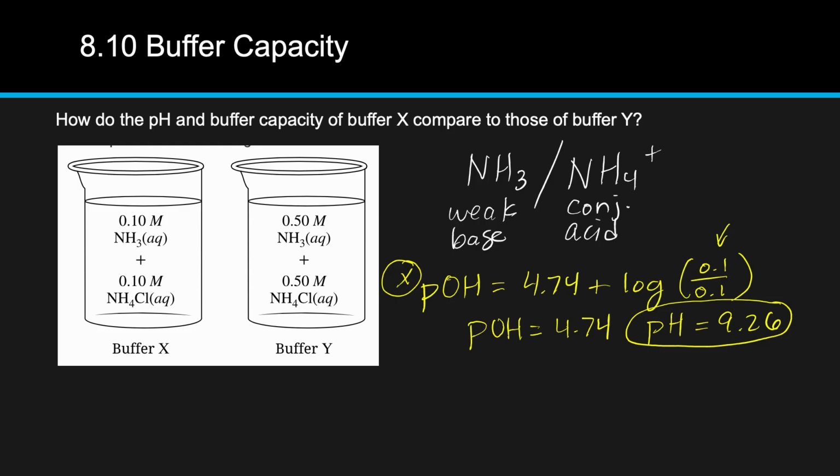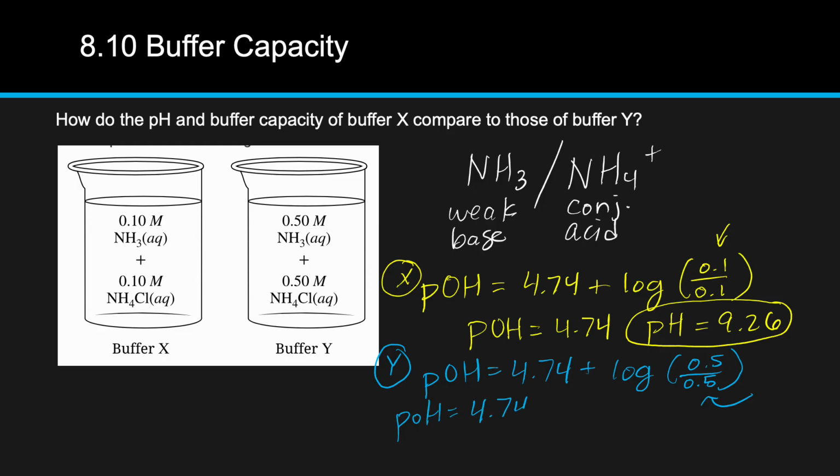Now let's do the same thing for Y. Again, we have a weak base, so we're going to be solving for pOH. Our pKb is 4.74. And then we have the log of the concentration of conjugate acid, which is 0.5, over the concentration of weak base, which is 0.5. So again, this gives us 1. A log of 1 is 0. So pOH is equal to pKb, which is 4.74, which means our pH is 9.26. As you can see here, as long as our ratios in this section of Henderson-Hasselbalch are the same, it's going to give us the same, in this case, pOH.